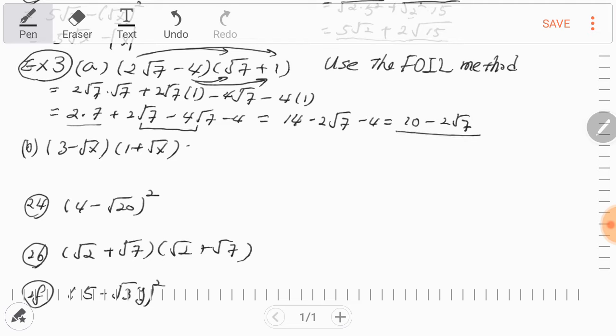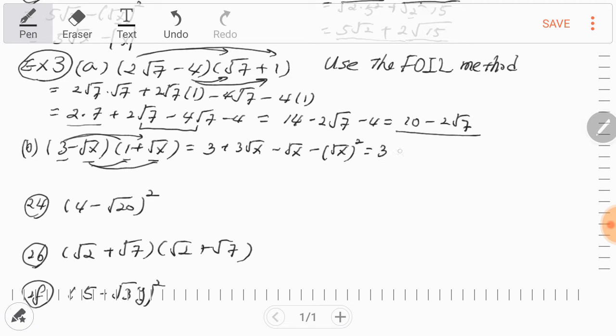Okay, the next one, use the FOIL method, so 3 times 1 is 3. Multiply the next one. So when we use the FOIL method, make sure to multiply each term in one parenthesis by each term in the other parenthesis. Okay, so plus 3 times square root of x, and these two minus square root of x. Multiply these two, then minus square root of x is multiplied twice, so I can make it a square.